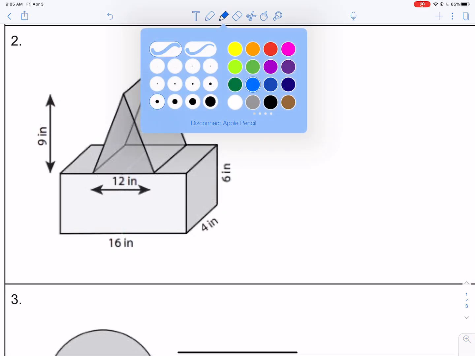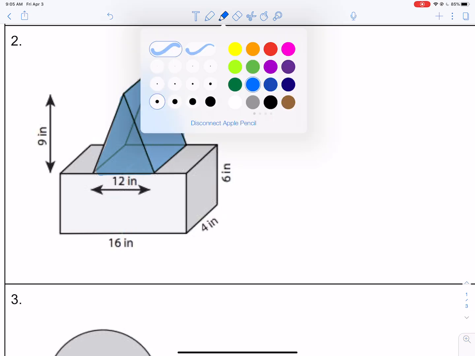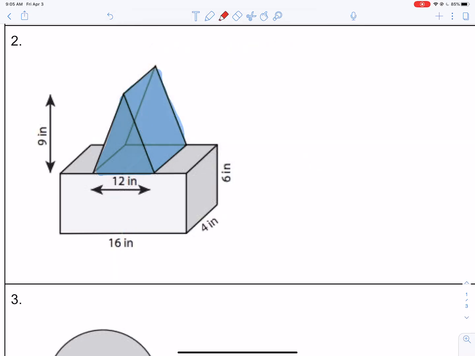For this next example, we have a triangular prism at the top. I'm just going to shade it in blue again. And then at the bottom, it looks like a rectangular prism. So we just need to find the volume of both of those and then add those together. So that might help them stand out a little better.